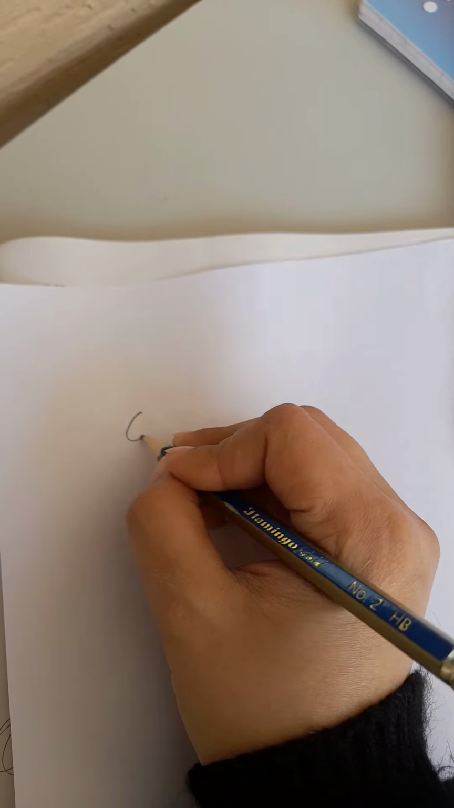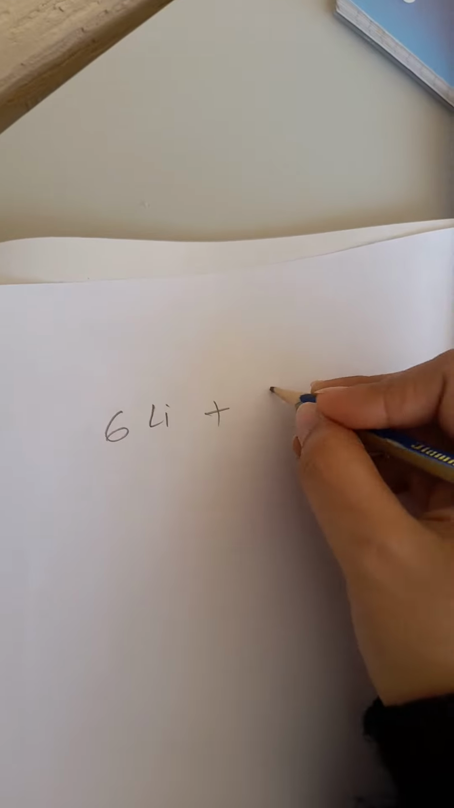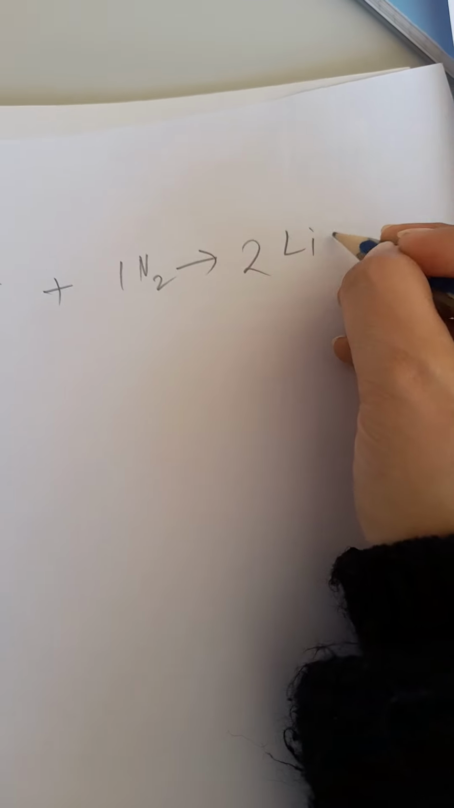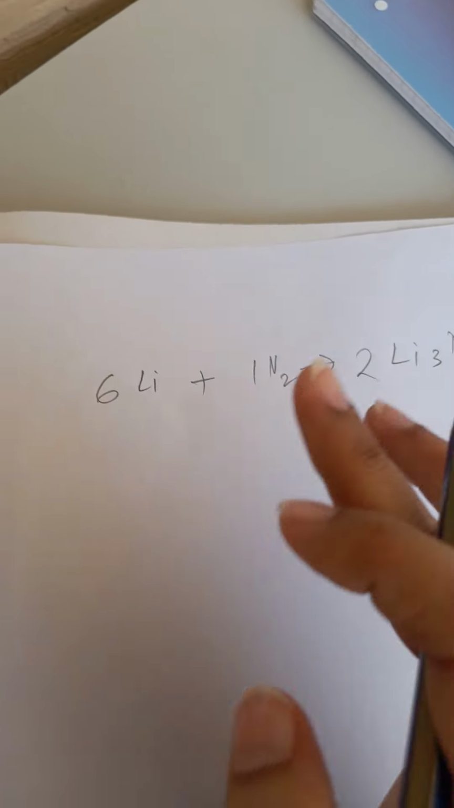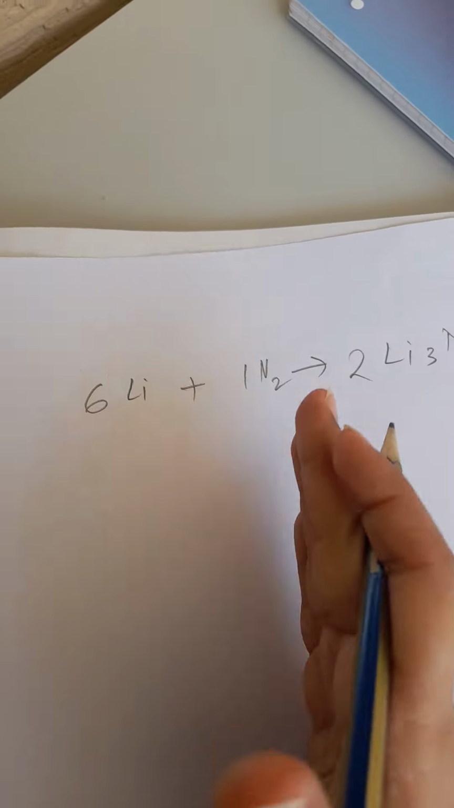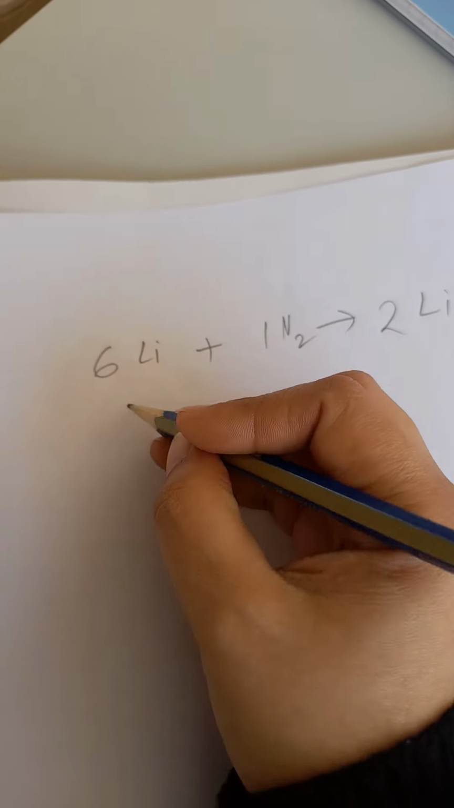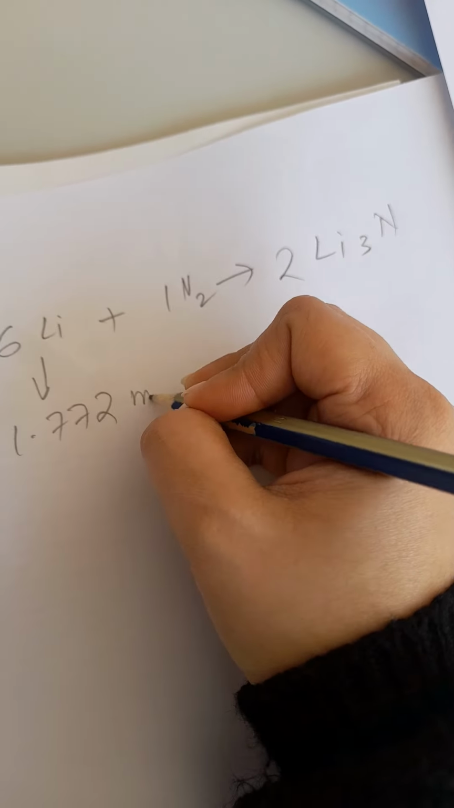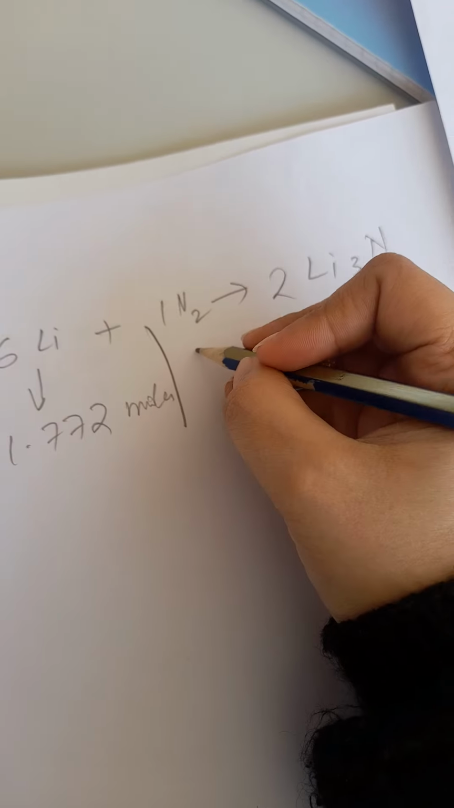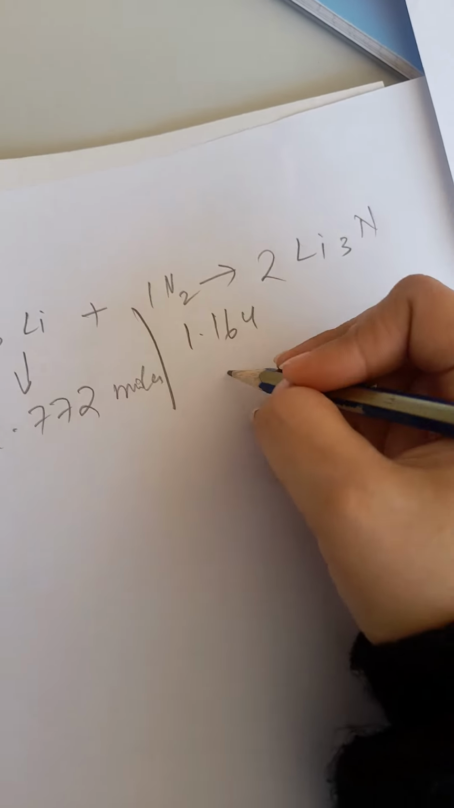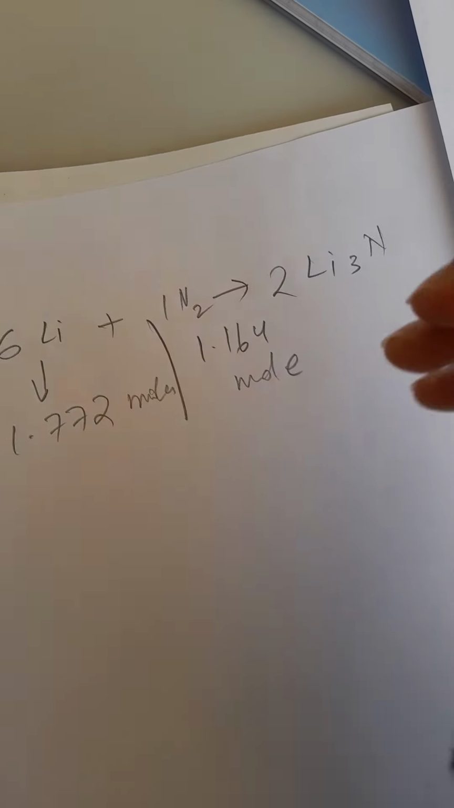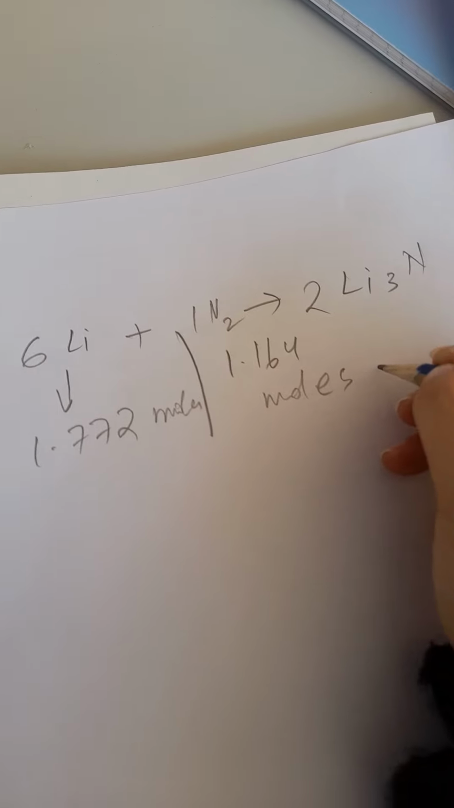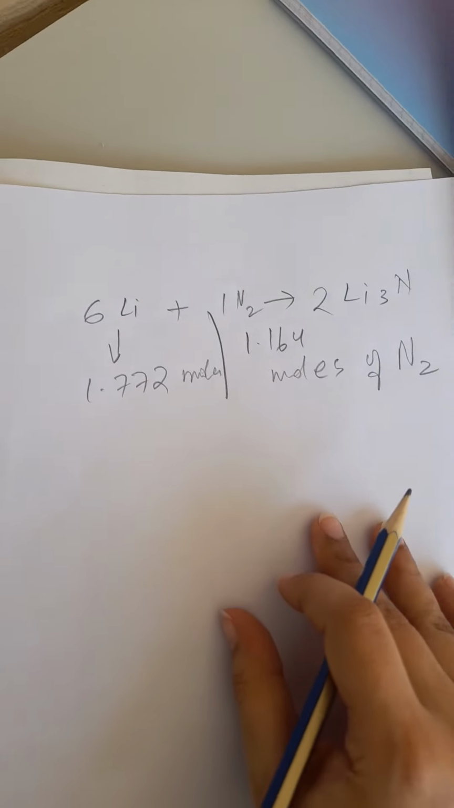The original equation was 6Li plus 1N2 to Li3N. So we had grams in the question. Of course, we cannot deal with the grams. We need to convert it into moles. So after the conversion we found 1.772 moles of lithium and 1.164 moles of N2. This is what we found.